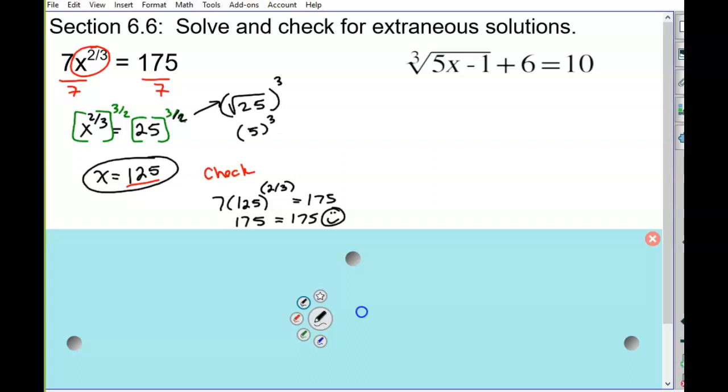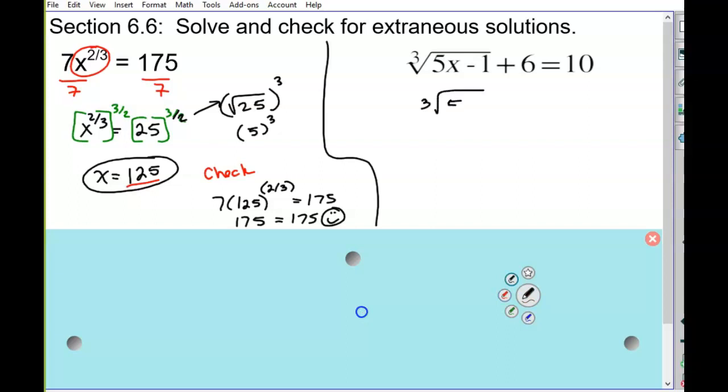Okay? All right, the next one. We have to isolate the cube root in this case. So I have to move the 6 over with subtraction. So I'll subtract 6 from both sides. Now I can't do anything with the 5 or the minus 1. That's protected because of the root, the cube root.